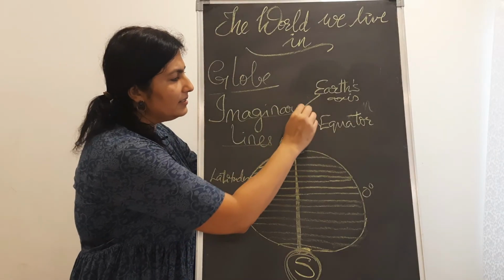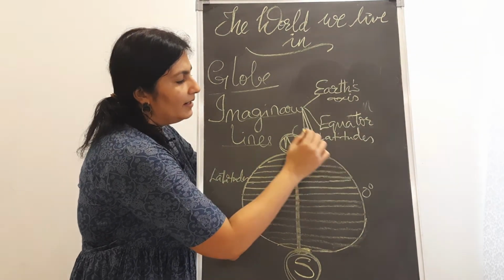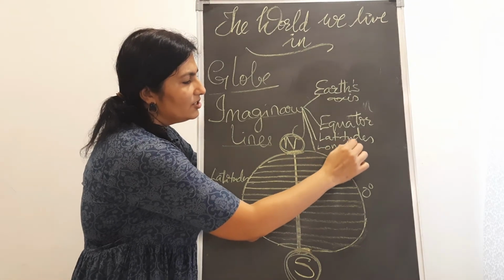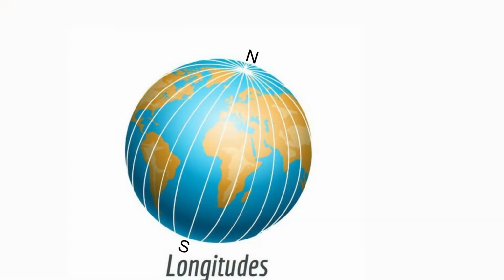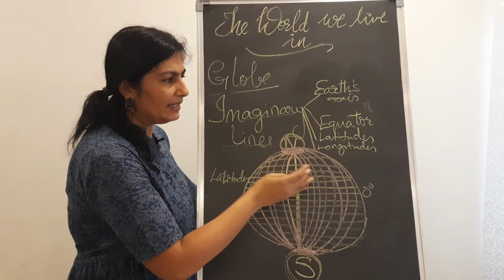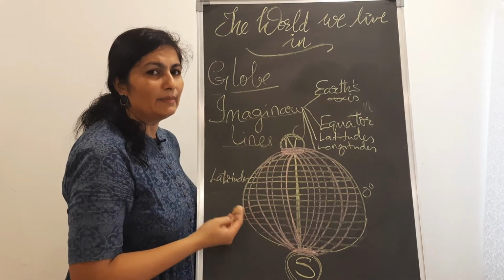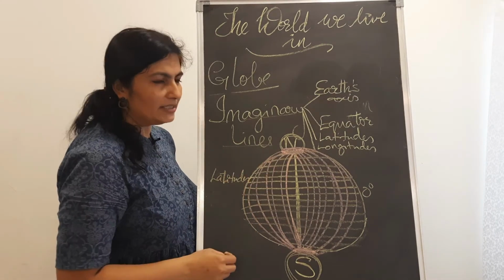Next, we have another set of imaginary lines called longitudes. Longitudes start from the north and end at the south. All right. So these are all imaginary lines, and the purpose of them is for us to understand the earth better and to locate the countries and different regions. Okay, so you understood this?